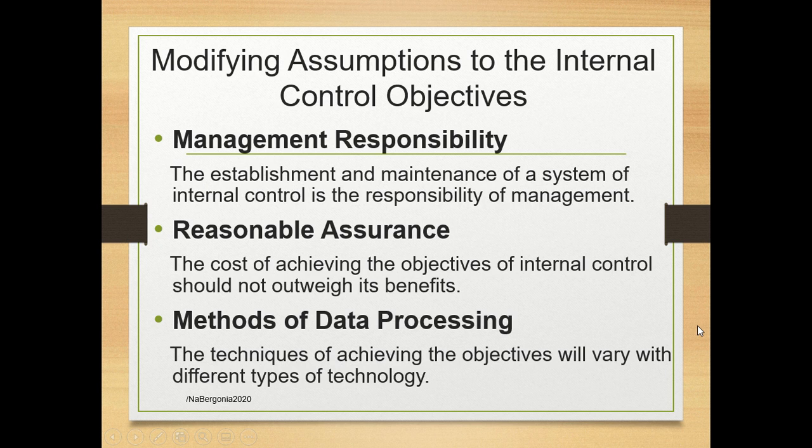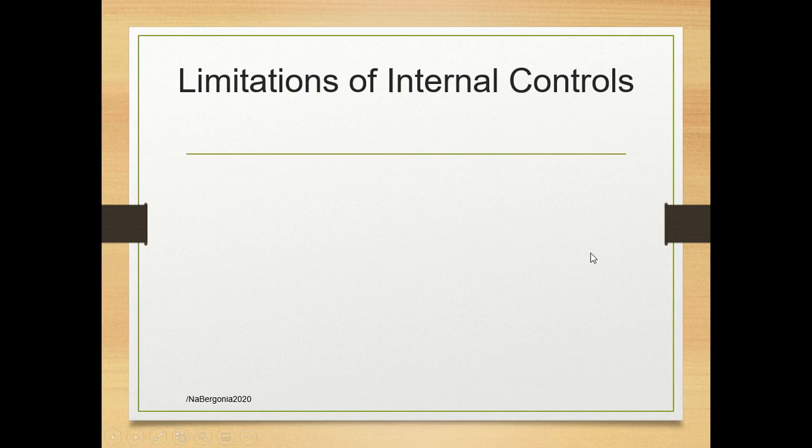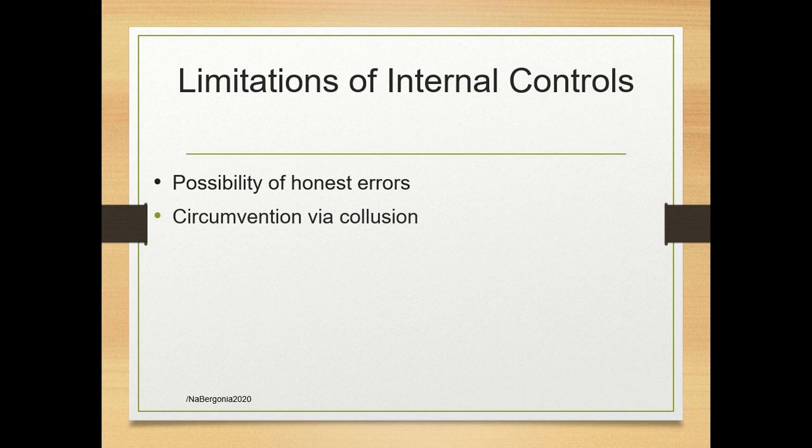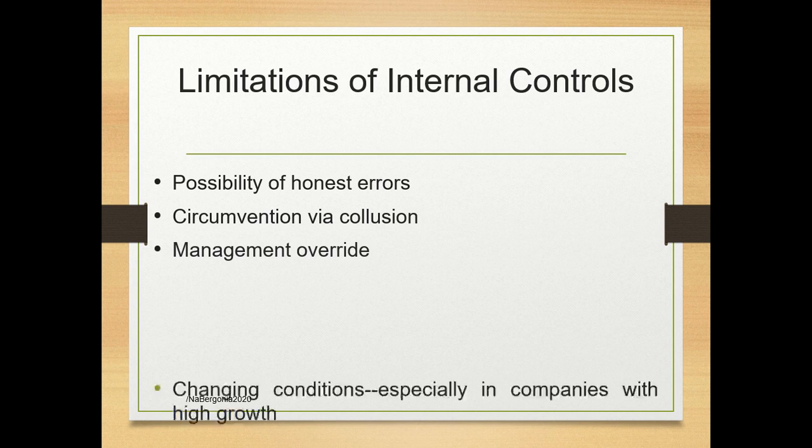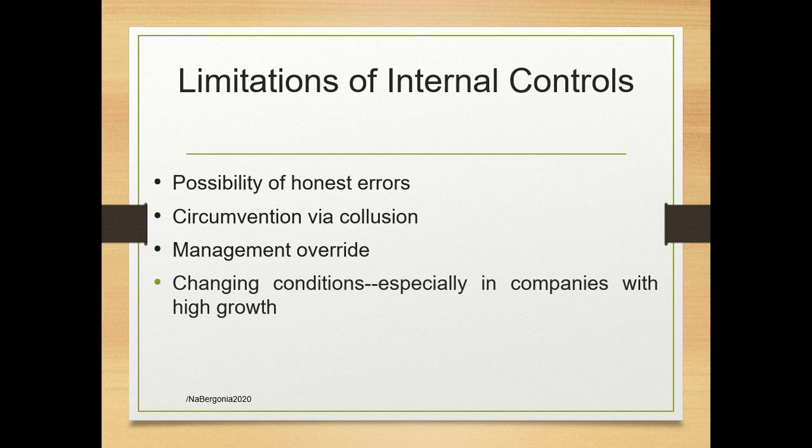However, even though there is already an internal control in place that could safeguard the assets and avoid any error, misrepresentation, and misstatement, there are some limitations of internal controls. So one would be the possibility of honest errors, kasi there is no system that is perfect. Next, the circumvention via collusion. Personnel may circumvent the system through collusion or other means. The management may override, which is, the position of management can override the controls by personally distorting the transactions. So kapag gusto na talaga nilang gumawa ng fraud, then kahit anong internal control pa yan, it cannot be avoided. But lastly, under limitations is the changing condition, especially in companies with high growth. Okay? So, yan yung mga kailangan tandaan.